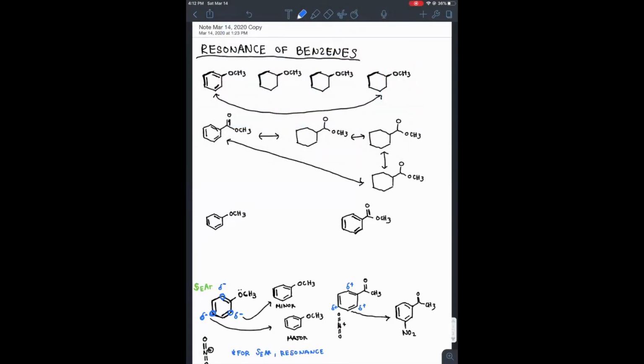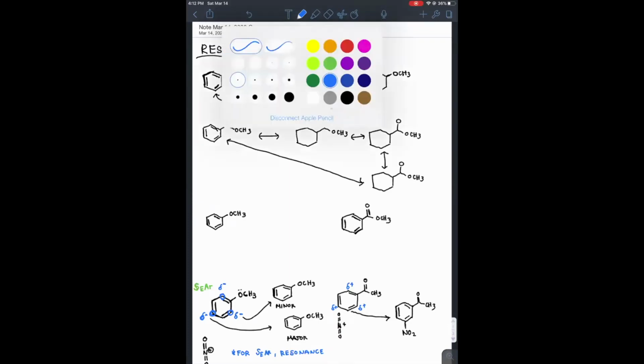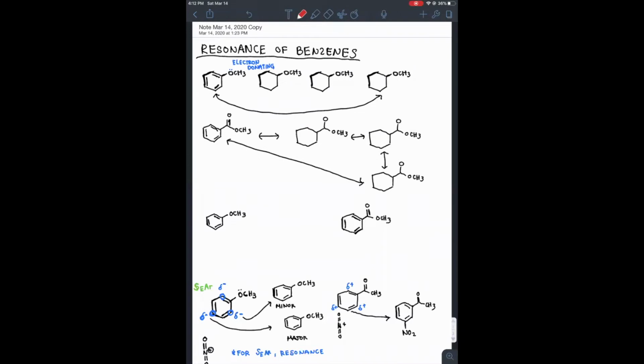Okay. And so let's first start off with this aromatic ring with an OCH3 on it. Okay, and so the first thing you want to note is the fact that there are lone pairs on this OCH3, and because of those lone pairs which are conjugated to this benzene ring, we can call this an electron donating group.